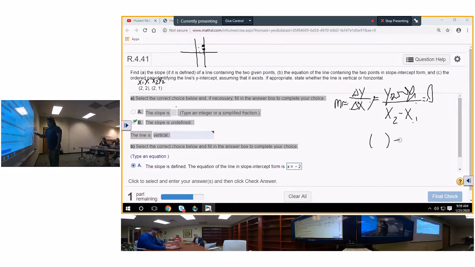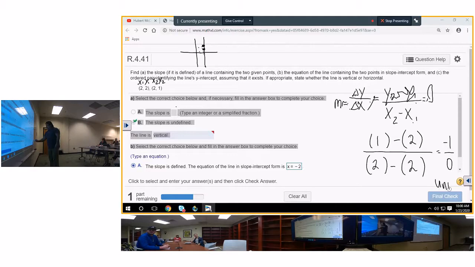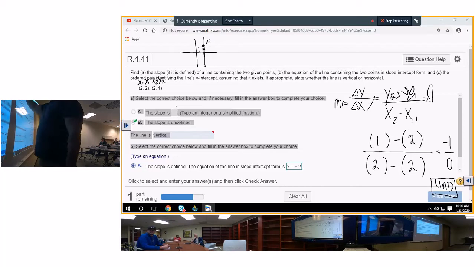Parentheses minus parentheses over parentheses minus parentheses. And what is y sub 2? Y sub 2 is 1. Y sub 1 is 2. X sub 2 is 2. And x sub 1 is 2. That gives us a 0. And 1 minus 2 is negative 1. Which means undefined. And the slope of a vertical line is what?